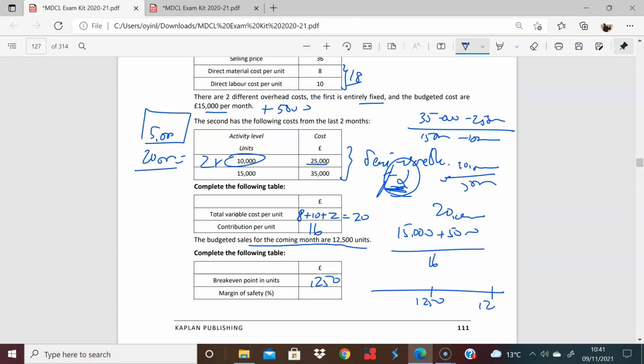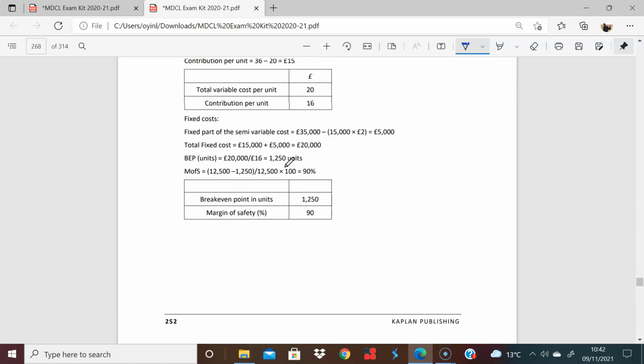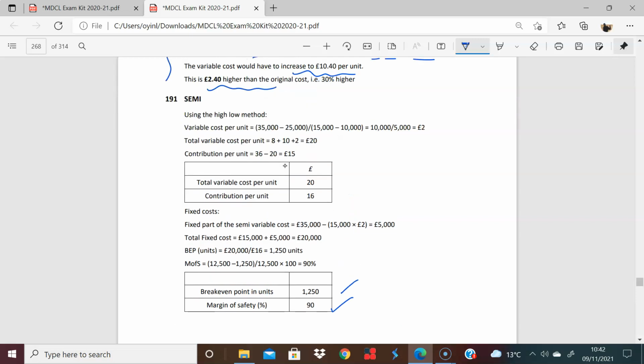You're selling at 12,500. And so your margin of safety, of course, is 12,500 minus 1,250 over 12,500, times 100%. And so 12,500 minus 1,250 divided by 12,500 is 90%. It's a pretty high safety margin. That's the kind of scenario. Let's just look here. Yeah, that's it. Very high, situation here.